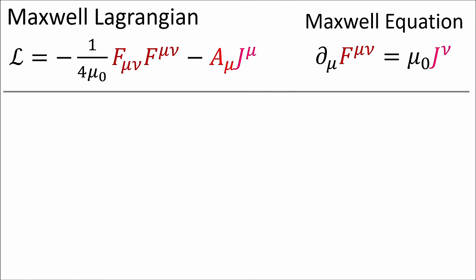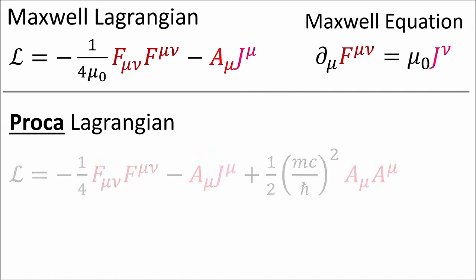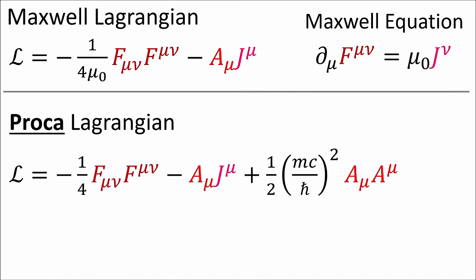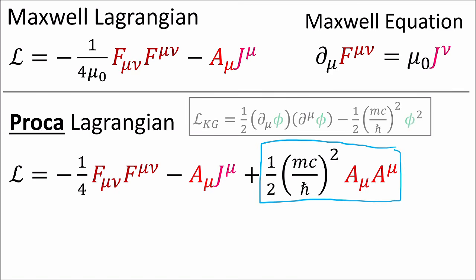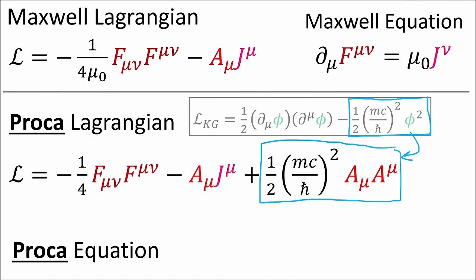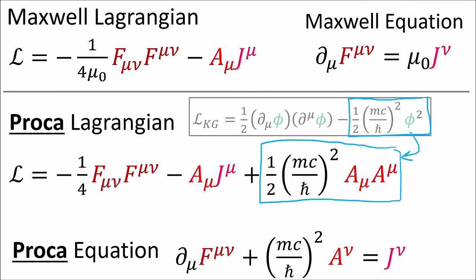Now, since the electromagnetic field is massless, this Lagrangian does not have a mass term. But we could generalize this Lagrangian to include massive fields by adding a mass term here that is quadratic in the field A. This is similar to the mass term in the Klein-Gordon equation that was quadratic in phi. This generalization is called the Proca Lagrangian, and the resulting equation of motion is the Proca equation, which has a mass term.